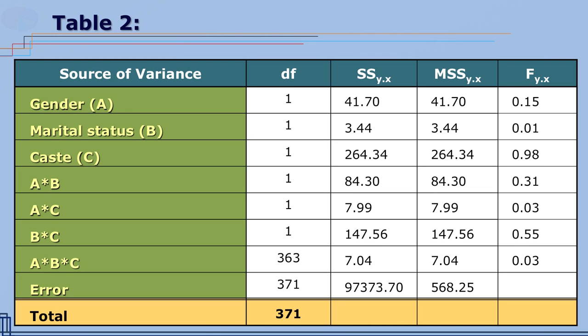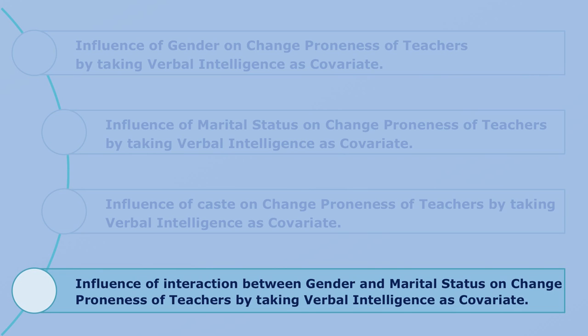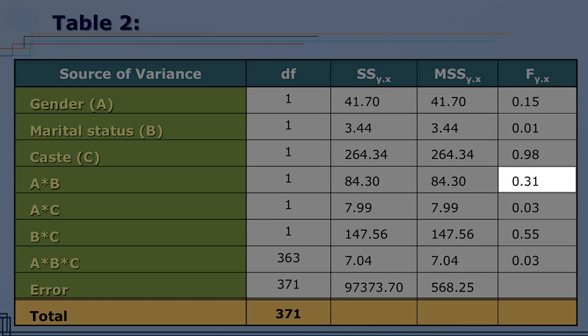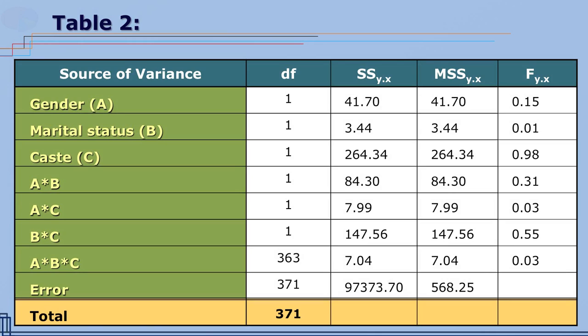was taken as covariate. Influence of interaction between gender and marital status on chain proneness of teachers by taking verbal intelligence as covariate. From table 2, it is evident that the adjusted F value for interaction between gender and marital status is 0.31, which is not significant.